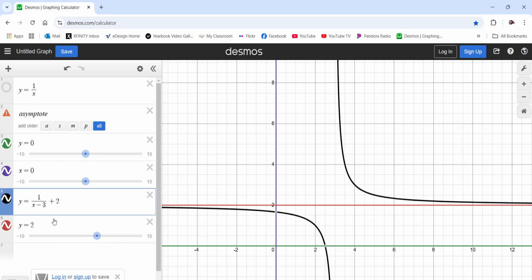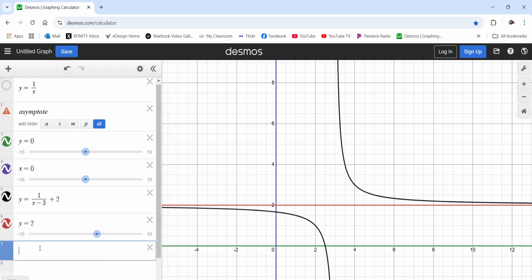It's undefined. That's right. It's undefined. Everybody see that? So that vertical line, that's where that function is undefined. So if I wanted, let's put it in here. So where's the vertical asymptote then? X equals what? Plus 3. And there it is. Everybody see that?